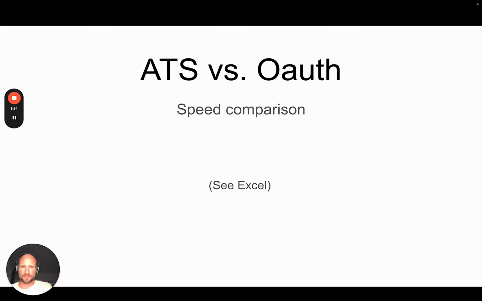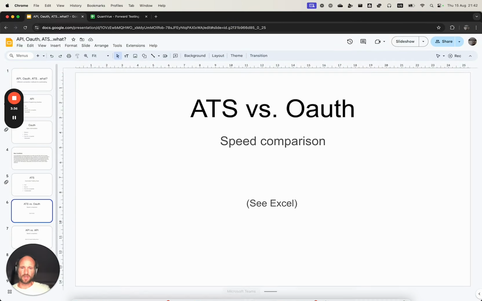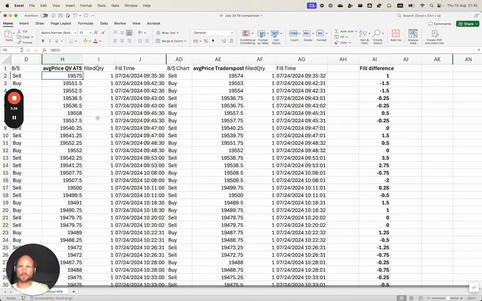Now, I've done a bit of a comparison test a couple of weeks ago, ATS versus OAuth. So I've used the QuantVue Automated Trading Suite versus TradersPost to run the exact same strategy on two identical demo accounts. I'll quickly pull up an Excel sheet to show you. So you see here the average QuantVue ATS fill price, the average TradersPost fill price, and you immediately see that there's a bit of a difference. So we sold at 75, sold at 74 here. We lost one. We bought at 51.5, we bought at 53. We bought at 52.5, we bought at 54.